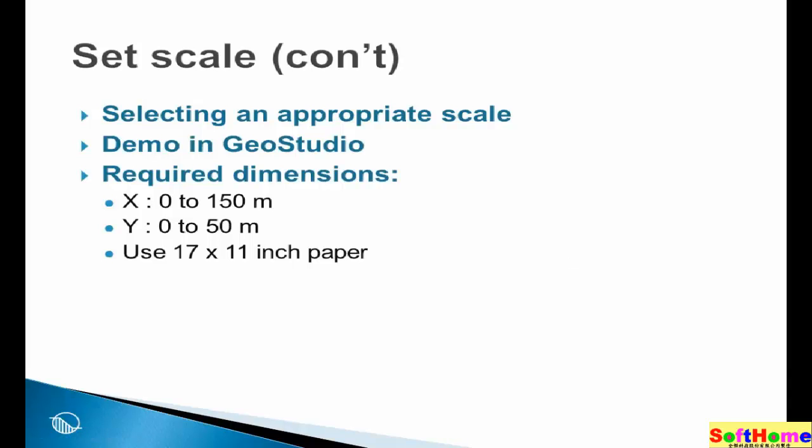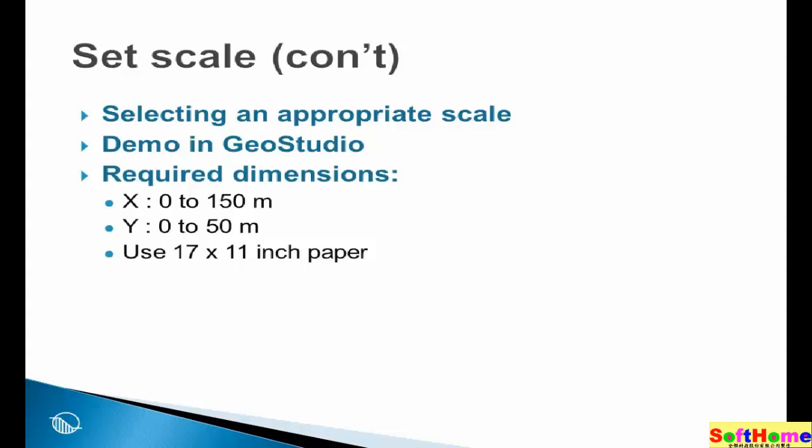Let us then open up GeoStudio and demonstrate how to set the scale and how to select the paper size, and then put a scaled axis on the paper and position it on the paper. Let us assume that we have an engineering analysis where we want the X to go from at least 0 to 150 meters, and in the Y direction to go from 0 to 50 meters, and that we are going to decide to use a paper size of 17 by 11 inches.